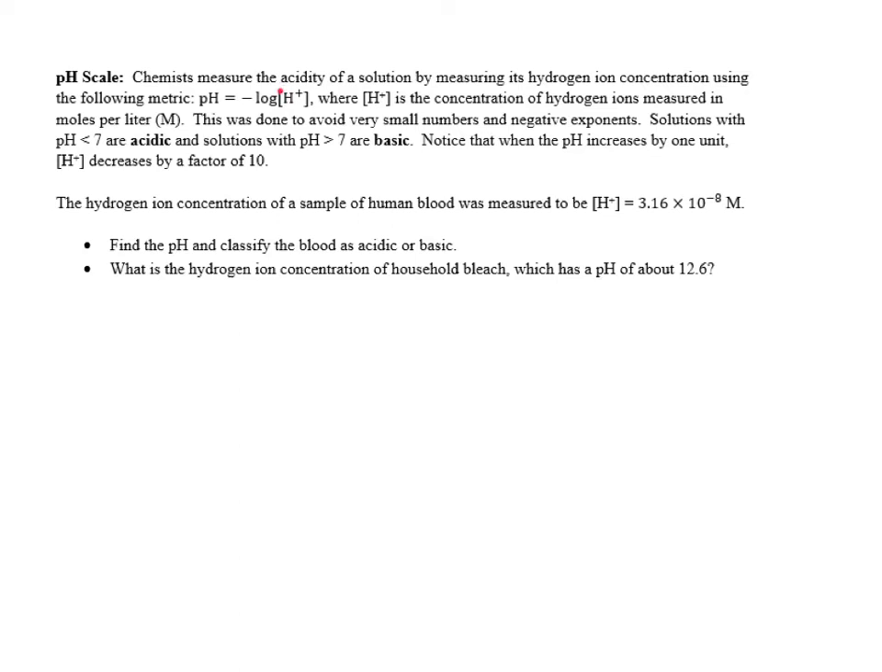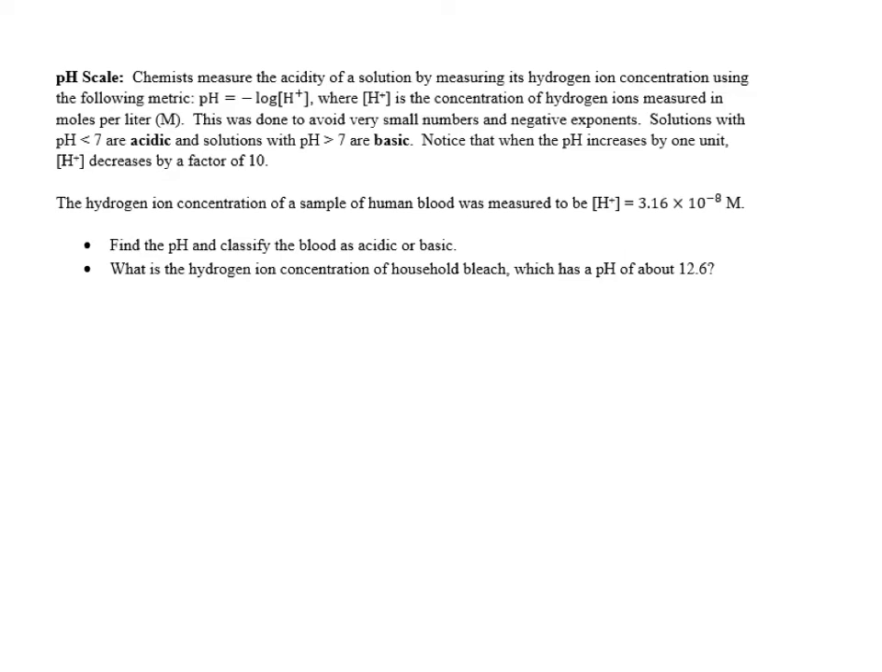The reason we have brackets around H plus is because H alone means hydrogen and H plus means hydrogen ions, but if we want to look at the concentration, we use those brackets to refer to that. So this is just a notation that we use because we're dealing with the concentration of something in chemistry. Anyways, this was done to avoid very small numbers and negative exponents.